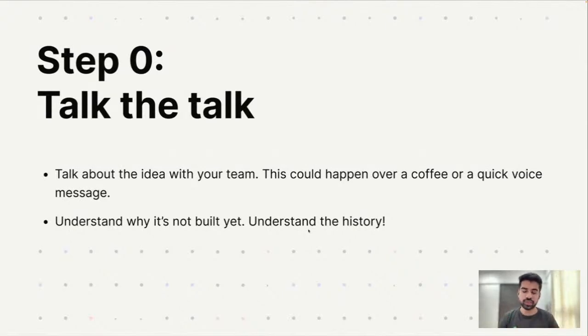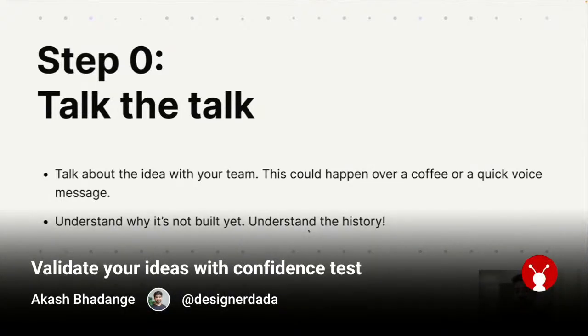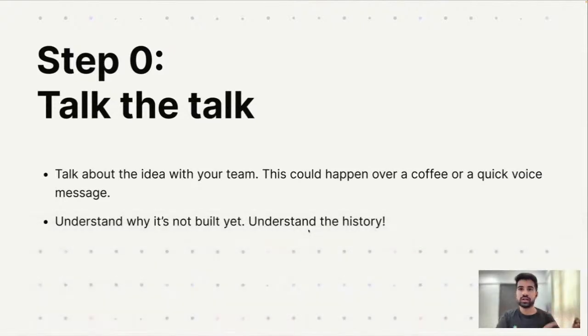Whatever it is, if it is a new feature, or if you have an idea about improving an existing feature which you want to make some changes to, and if you have a really different idea which could change the way your users are using your product or service, if you want to validate that, just go and talk to people who are working with you: designers, engineers, product managers, or leadership. And the very first thing is to understand why it's not built yet, why it doesn't exist so far.